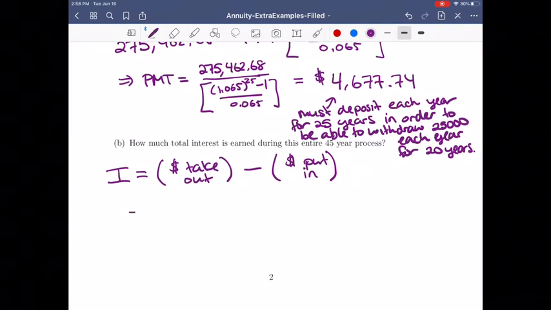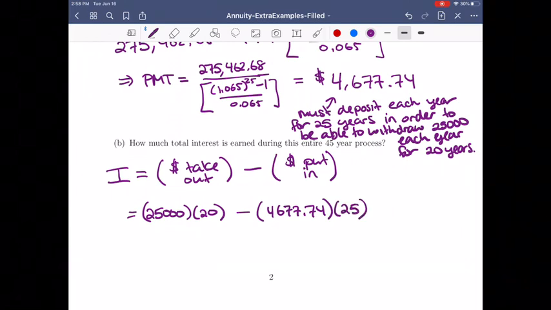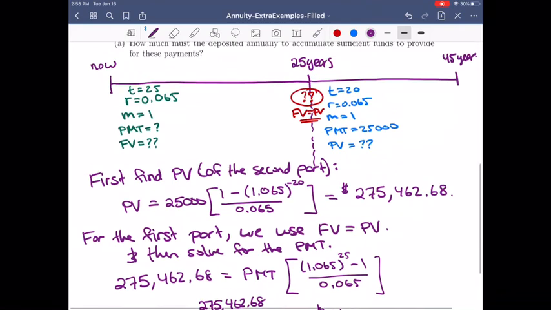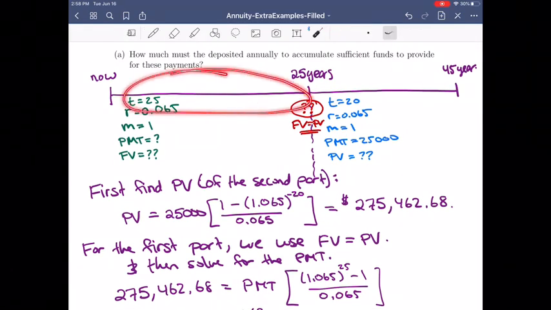So how much did we take out? Well, we took out $25,000 once a year for 20 years, so 25,000 times 20, and what we put in was 4,677.74 25 times. If you compute that, the interest that you earned over this whole 45-year process is $383,056.50.